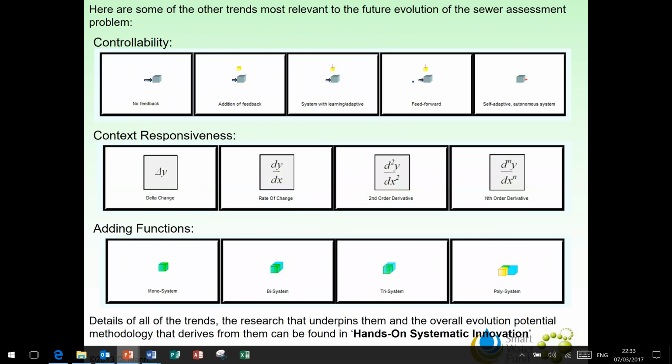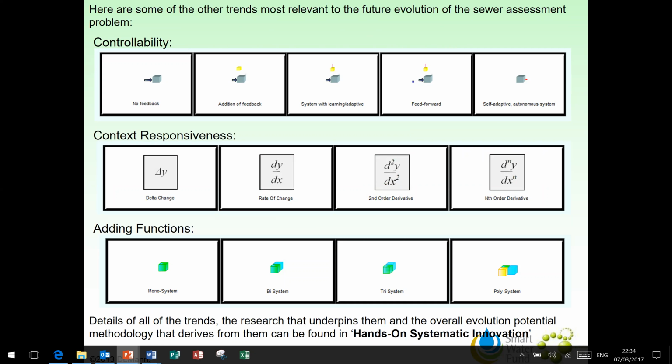I'm not going to go through this in great detail now, but there are some of the other trends. They all work in the same left to right way, so they're trying to give us a roadmap of where things are going to evolve in the future. Very quickly, the top one is all about control systems and how we control things. The first stage is we don't have feedback. Then we add some feedback. Then the feedback becomes intelligent, so it learns and adapts.